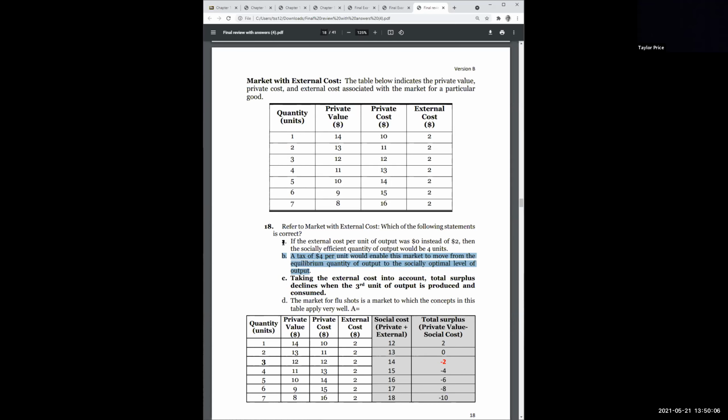And then A is asking, if the external cost per unit was 0 instead of 2, then the socially efficient quantity of output would be 4. That's also not true. You can see that by looking at the relationship between the private value and private cost. All you want to do is see where those intersect, and they actually intersect at 3 as well. So that gives you the information you need to eliminate A as well. So then C would be the only correct answer.